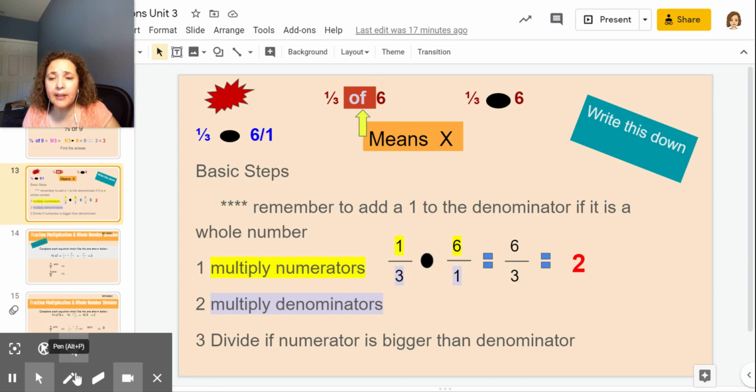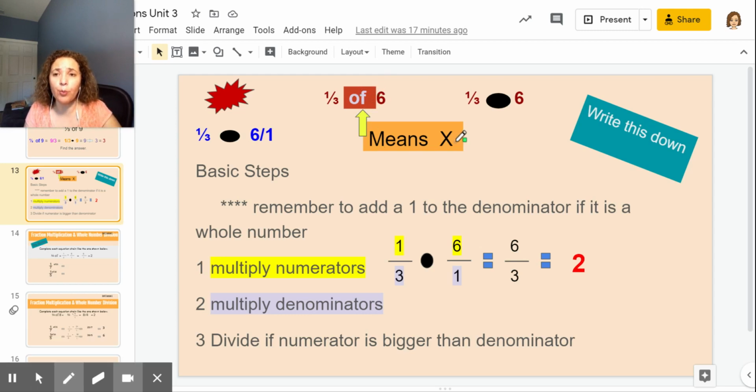Okay, so basically what we are doing, did you figure out that "of" means multiplication? That's very, very important in this lesson. So write down in your math notebook, of means multiplication. So that's another way of saying that we're multiplying. You're taking part of something. So of means multiplication. So here are the basic steps for multiplying fractions.